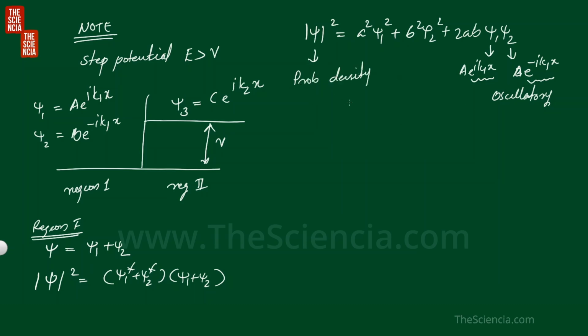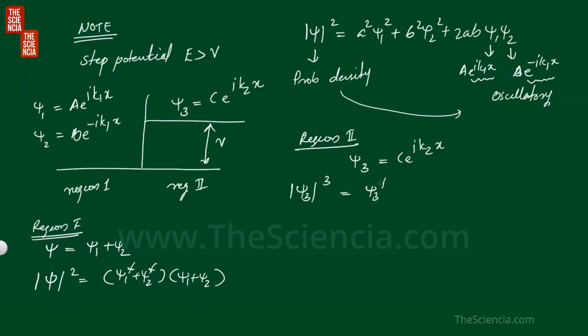Therefore, the probability density has an oscillatory nature in region 1. And now we can check region 2. In region 2, the wave function is psi3, equal to c e raised to i k2 x. Now we can find the mod psi3 value, that is the probability density: psi3 star psi3, that is equal to c e raised to minus i k2 x into c e raised to i k2 x.